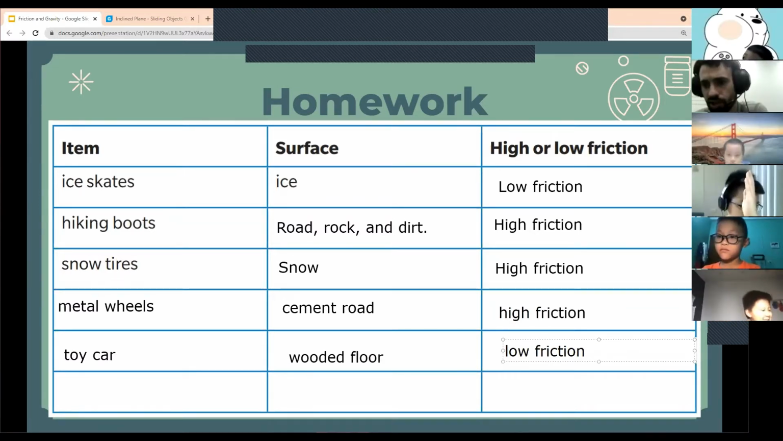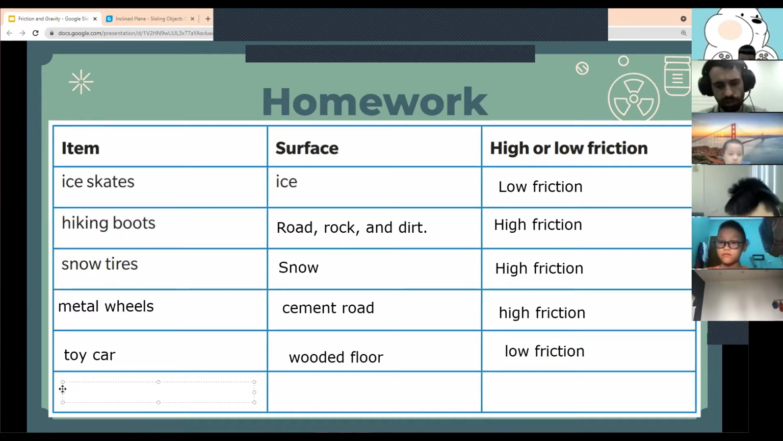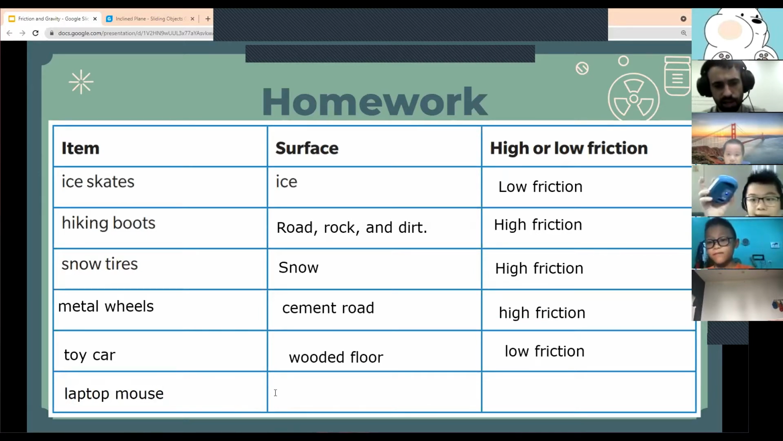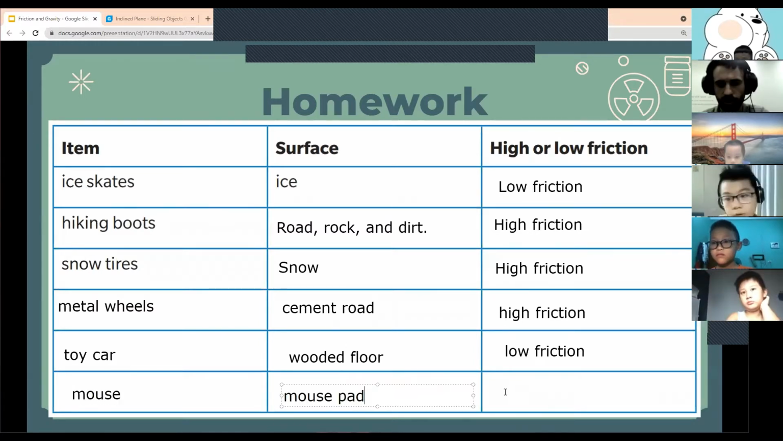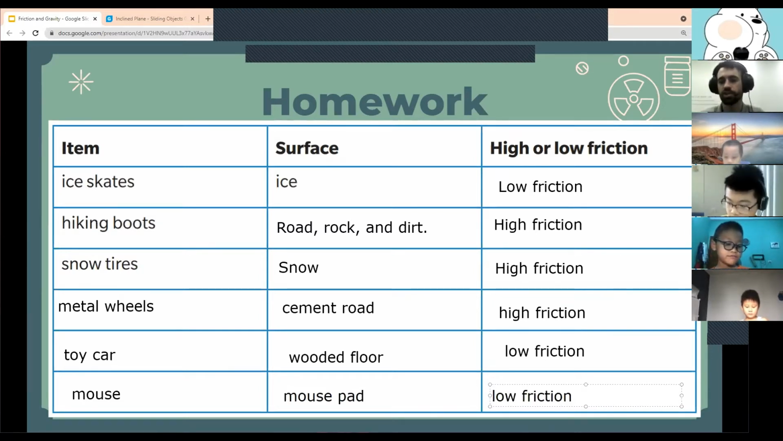Anyone do their homework for the last one? Zook, what did you come up with? A laptop mouse and the surface is a laptop, low friction. So you said a laptop mouse. Yeah, I'll just write mouse. Do you use it on the surface of the laptop? Yes. Okay. And does it have low or high friction? Low. I'm gonna write mouse pad. Most people use a mouse pad, but yeah, you are correct. It is low friction. You always want your mouse to have low friction. Imagine if you had your mouse on sandpaper or something. It would be very hard to move around.